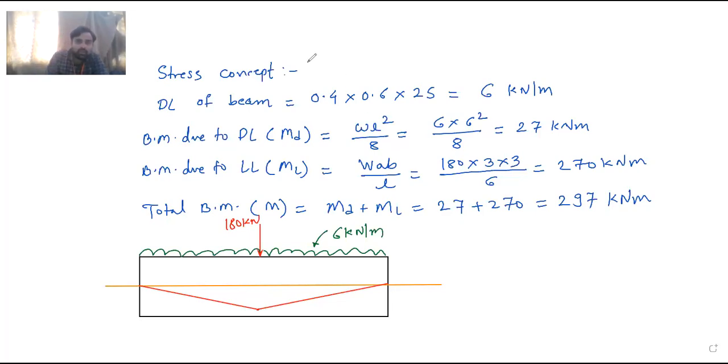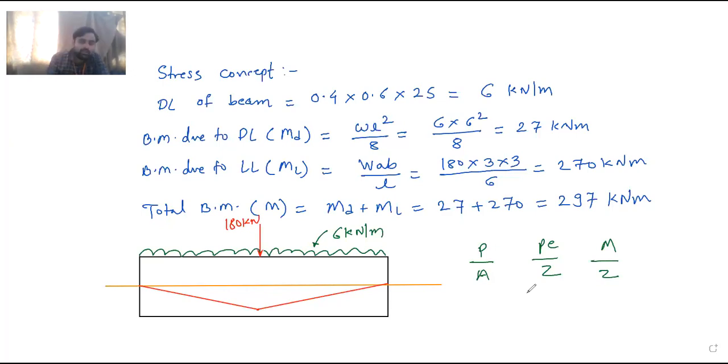Okay. So here if I write the equation, then it will be P by A, PE by Z for the stress concept, and M by Z. Three terms are there with me. For stress concept, three terms are there: P by A, PE by Z and M by Z. Sometimes if they tell us to take live load and dead load separately, then we take MD by Z and ML by Z.